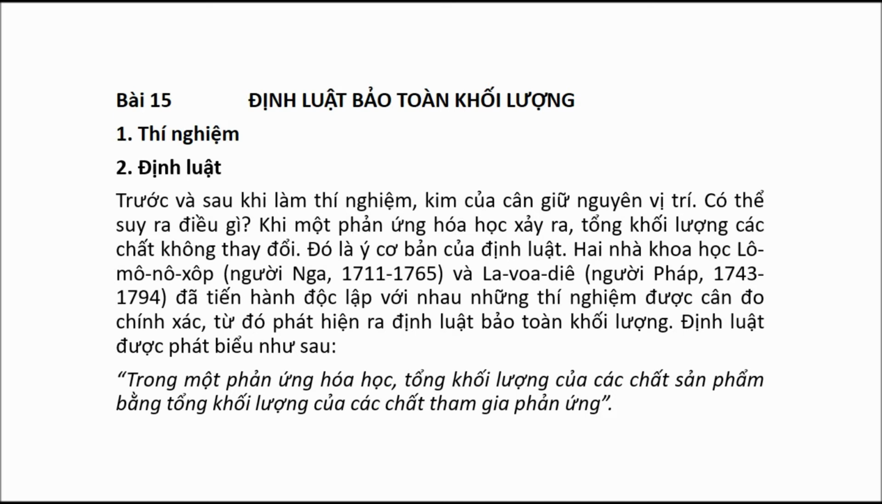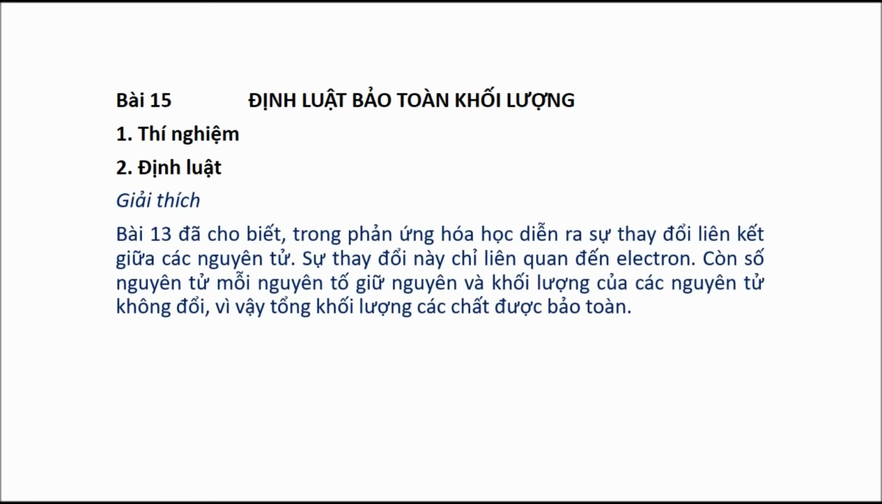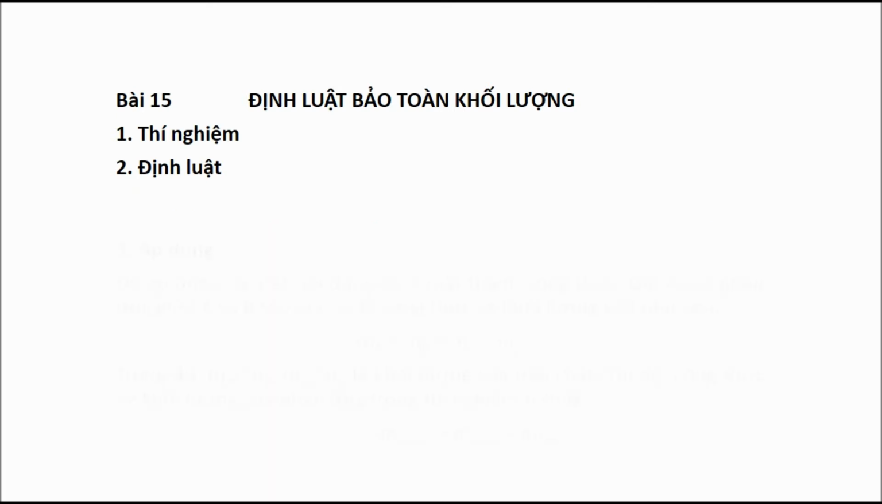The law is stated as follows. In a chemical reaction, the total mass of the products is equal to the total mass of the reactants. Explanation. It is known from lesson 13 that in chemical reactions there is a change of bonds between atoms. This change is only related to electrons. The number of atoms of each element still remains unchanged, and the mass of the atoms is constant. Therefore, the total mass of substances is conserved.